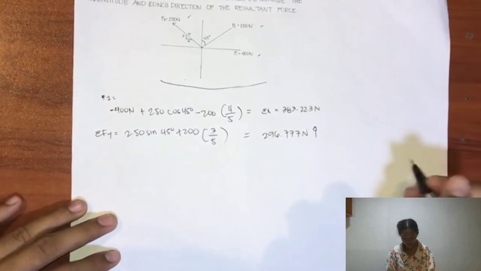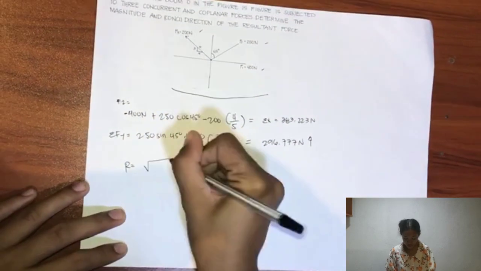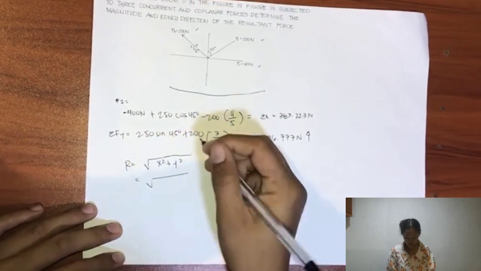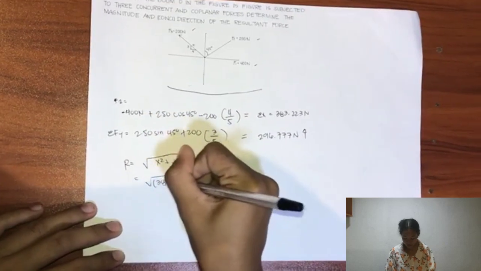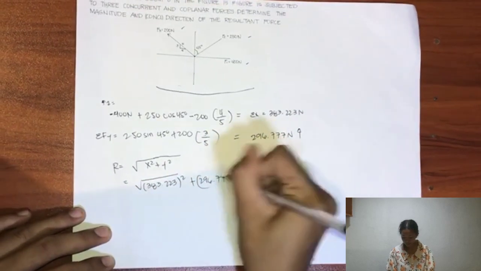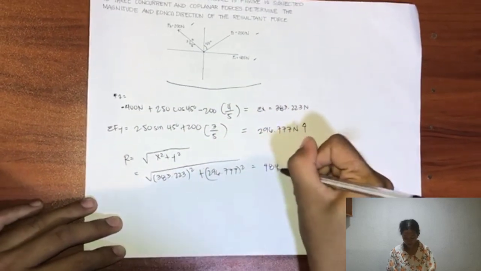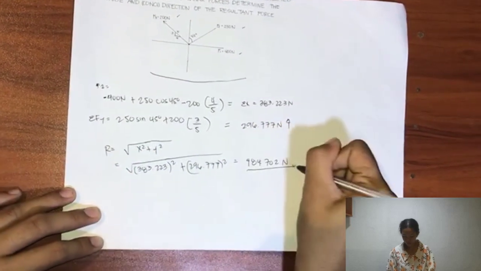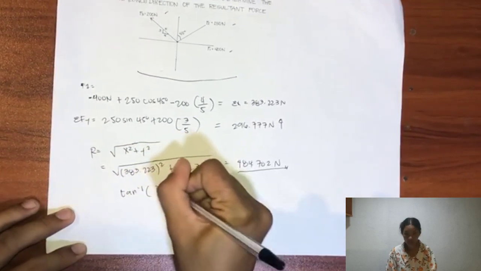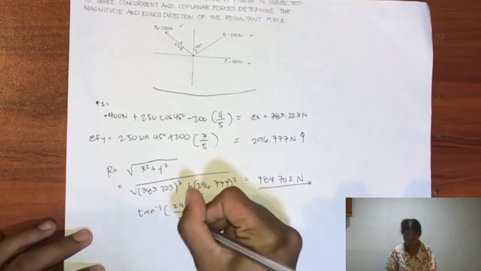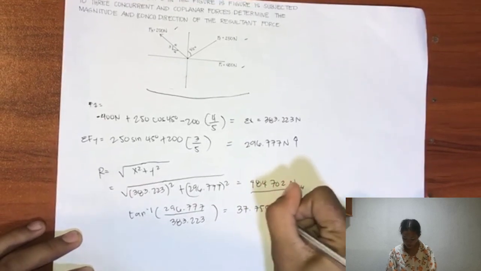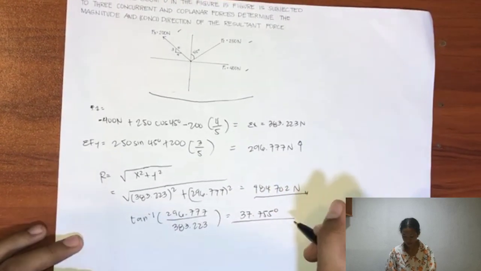So the next is calculate the resultant force using the formulas. Ang gagamitin natin formula is R is equals to square root of x squared plus y squared. I-input lang natin ang mga given: square root of 383.223 squared plus 296.777 squared is equals to 484.702 Newton. So our magnitude is equals to 484.702 Newton. And our direction is equals to tan inverse of 296.777 over 383.223 is equals to 37.755 degree. So our direction is 37.755 degree.